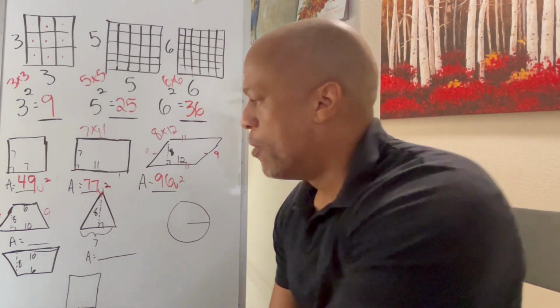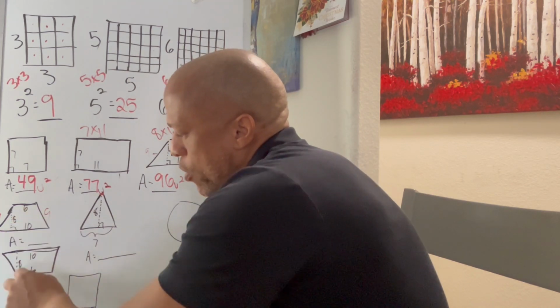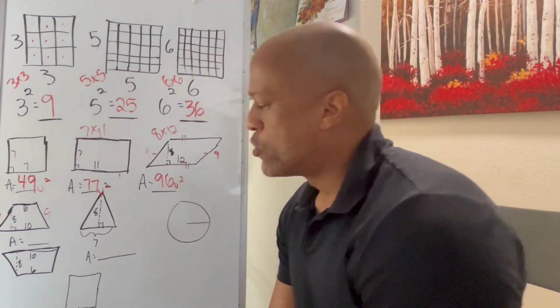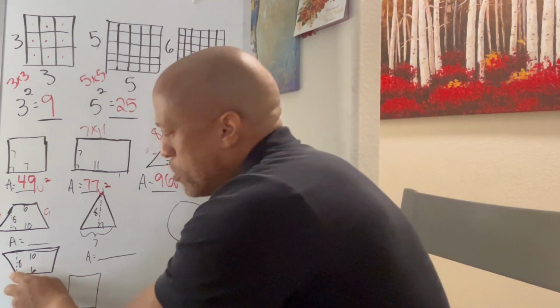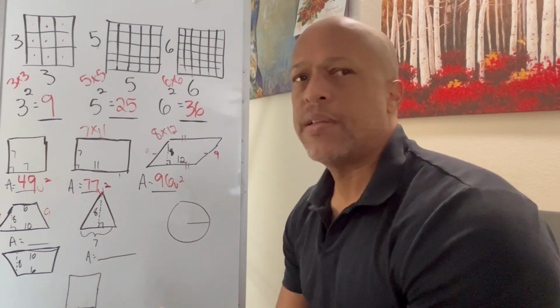Okay, maybe. But what if I took this shape and I flipped it upside down to where now the 6 is on the bottom and the 10 is on the top, right? So now the height, what's the height? The 8. And then what's the base on this one? And then we say 6. But then I go 8 times 6, and that's 48.